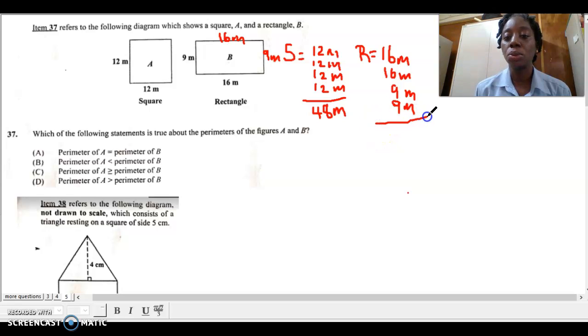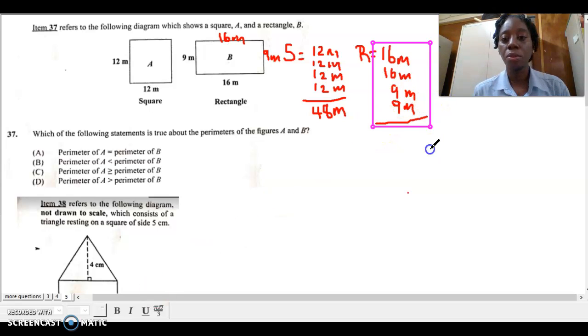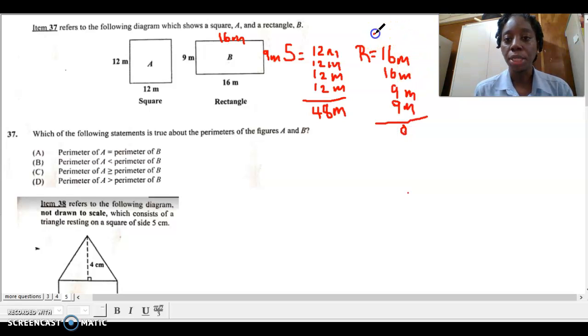So, summing the numbers in the ones place, 9 plus 9 plus 6 plus 6 is 30. So, place the 0. Take the 3 to the tens column. So 3 plus 1 is 4 and 1 is 5. So the perimeter of B is 50 meters. This is the perimeter for B. B is equal to 50.